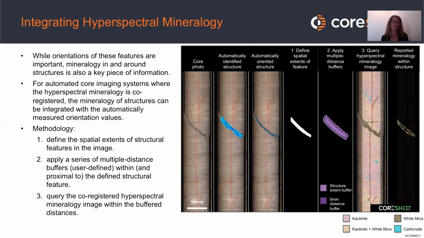These can be set to any interval that's required for the data interrogation task at hand. So anywhere from 5mm, or if we need to know what's happening 100mm, 200mm away, we can interrogate all that automatically within the software using any user-defined threshold. We then query the co-registered hyperspectral mineralogy image within those buffered distances. And what comes out of that is a report of the mineralogy both within the structure that we've defined and all of the buffered distances that we've set up.